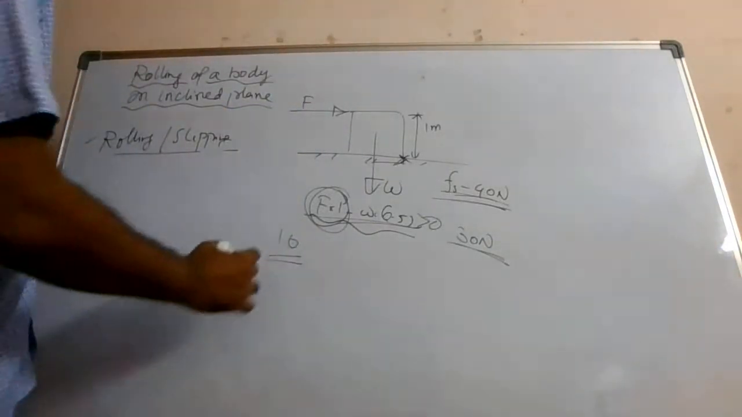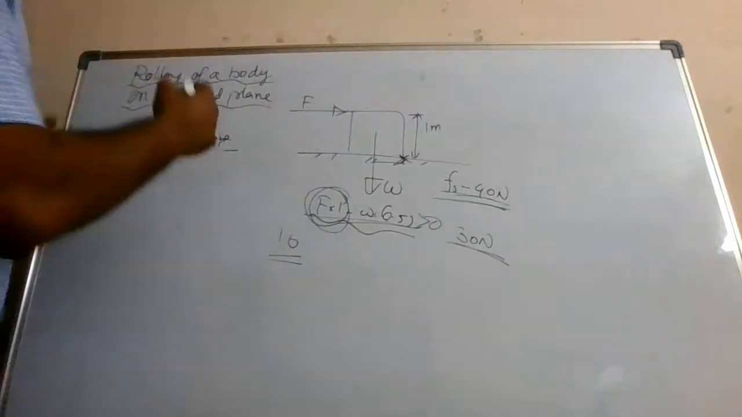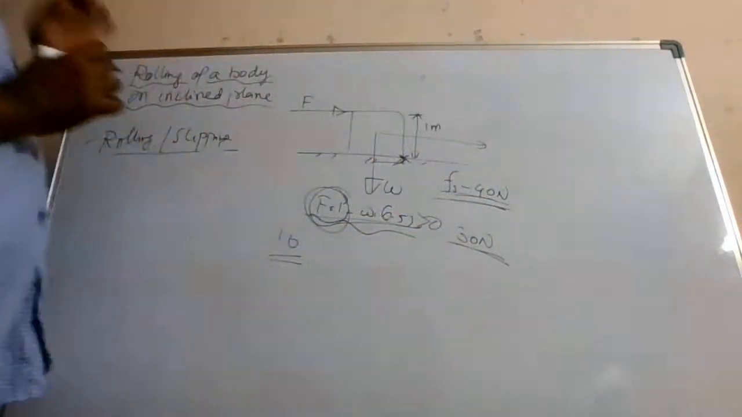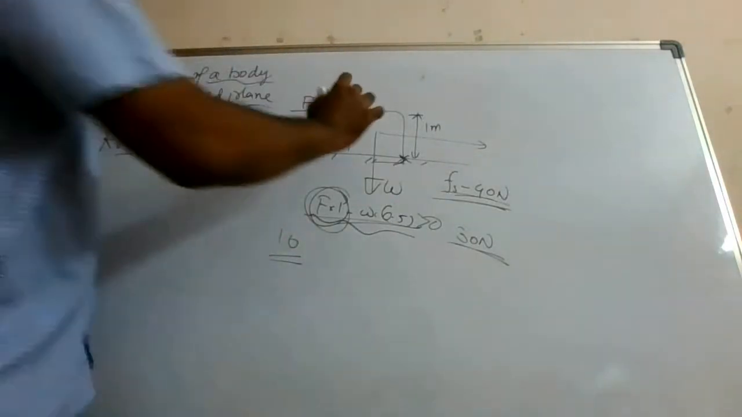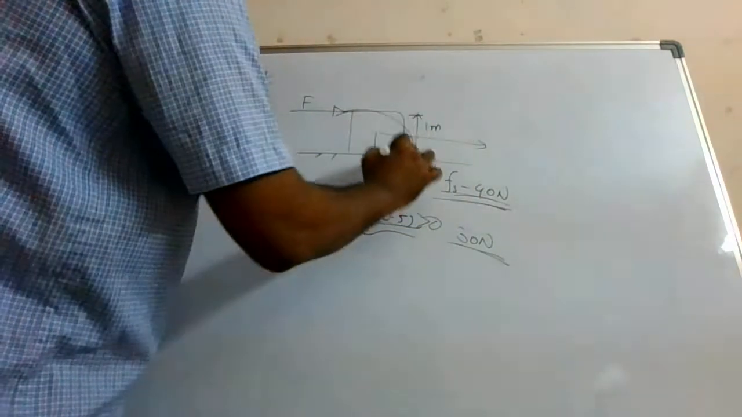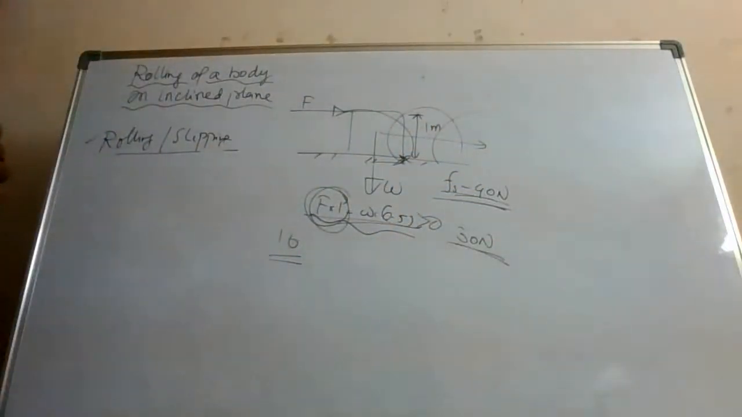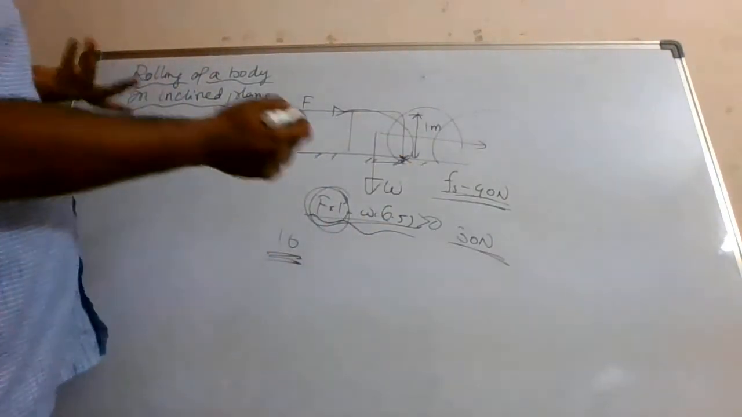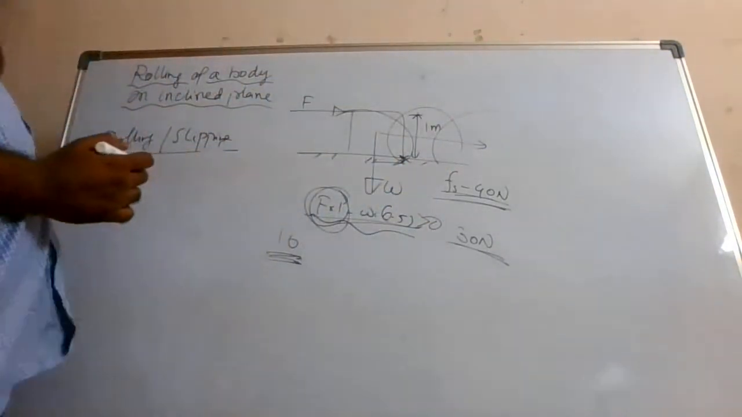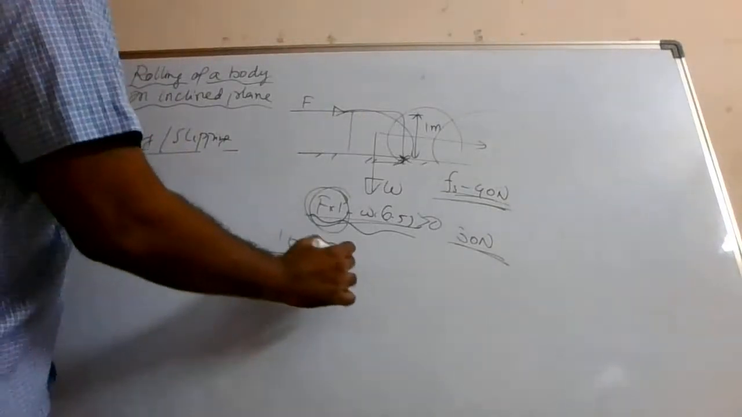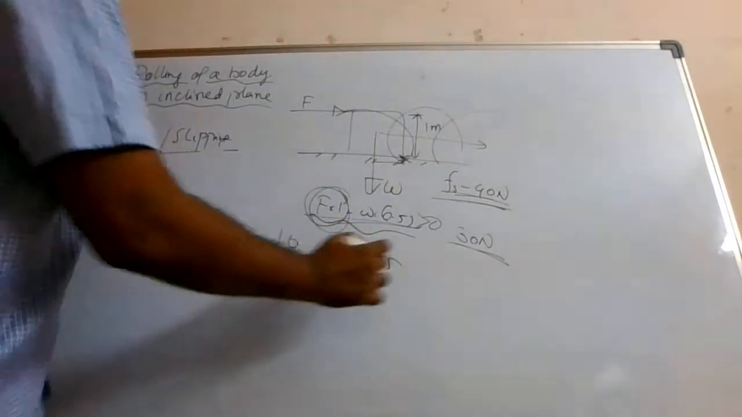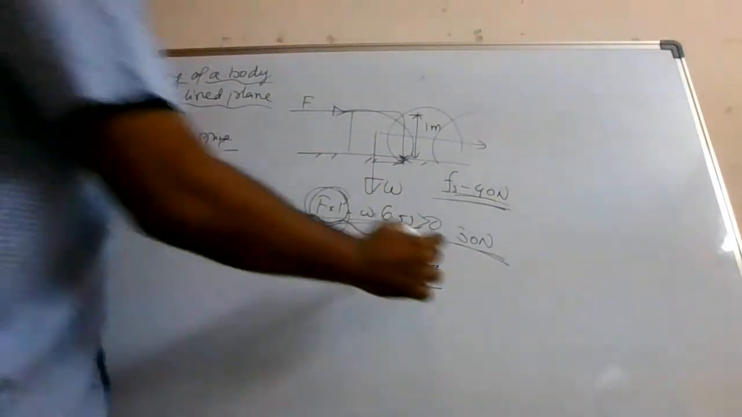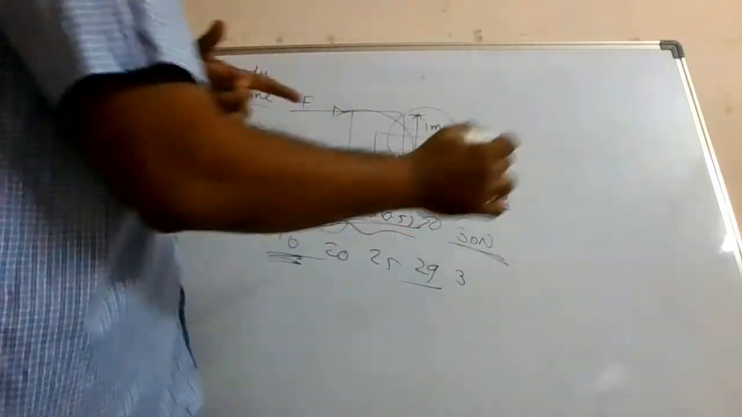You apply 10 Newton force. Neither friction nor slipping. When you exert this force, if this block moves, that is slipping. If it doesn't move and it turns over, it will be something like this. That is rolling. Initially, say force 10 Newton, neither rolling nor sliding is happening. You apply 20, you apply 25, all these cases, no. You apply 29, still no. You apply 30, rolling will start.